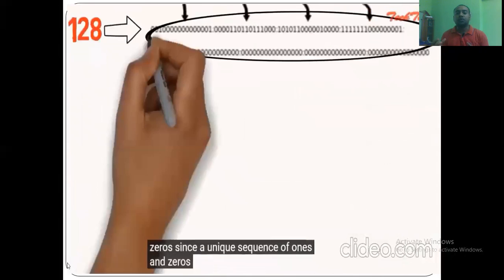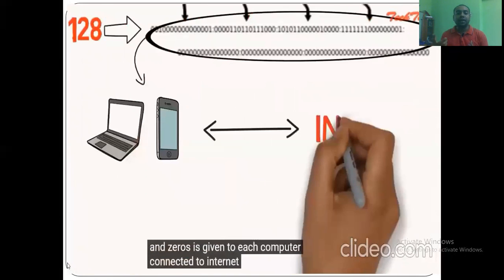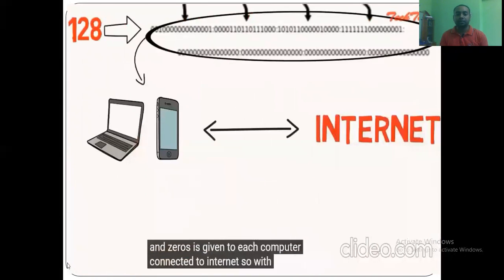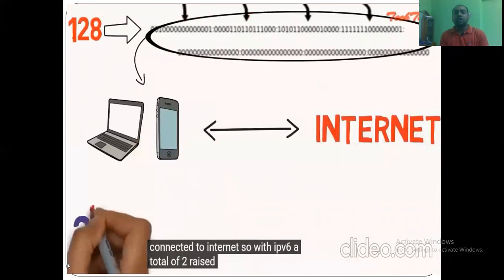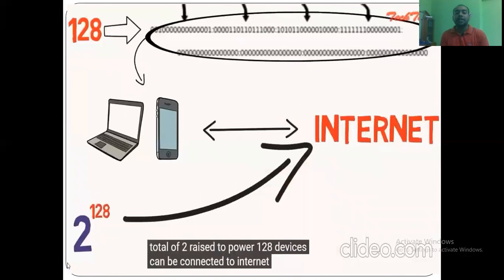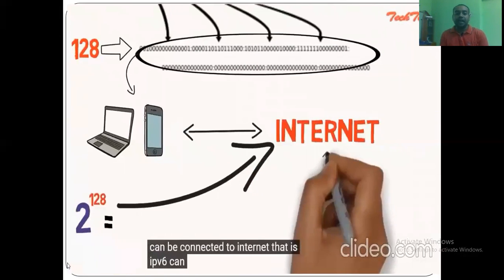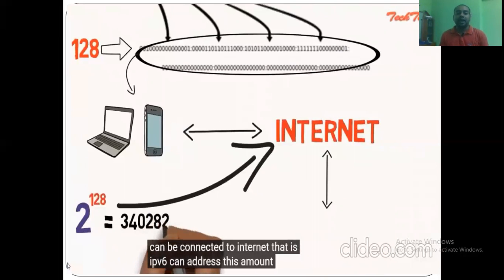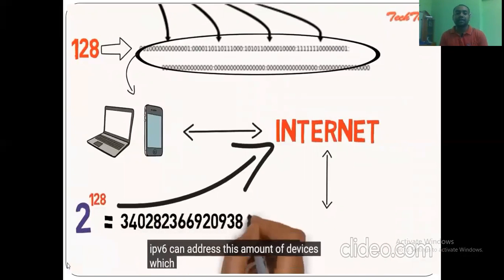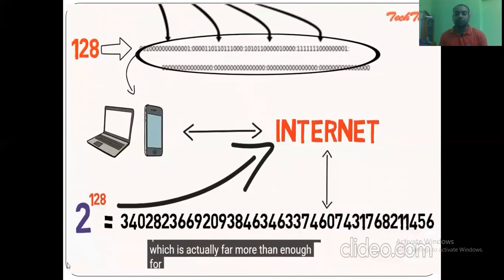Since a unique sequence of ones and zeros is given to each computer connected to the internet, with IP version 6 a total of 2 raised to the power 128 devices can be connected to the internet. That is, IP version 6 can address this number of devices, which is actually far more than enough for many future generations.